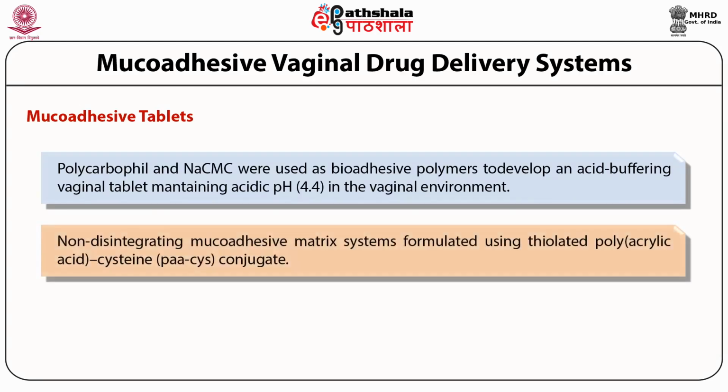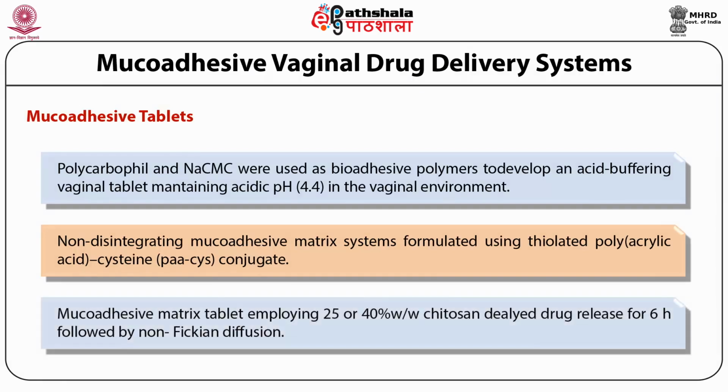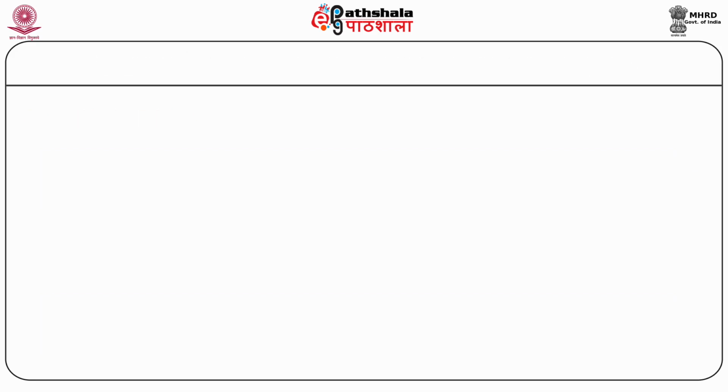It is a non-disintegrating mucoadhesive matrix system. It can be formulated using thiolated polyacrylic acid cysteine conjugates. A mucoadhesive matrix tablet employing 25 to 40% weight by weight of chitosan can delay the drug release for up to 6 hours and usually follows a non-Fickian diffusion pattern.